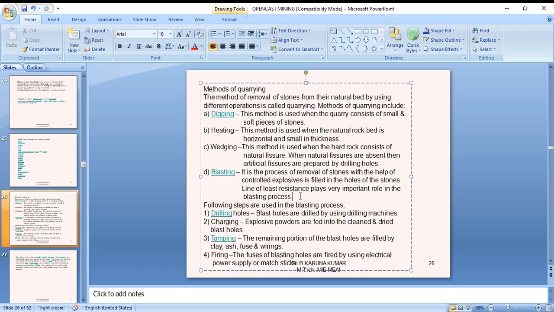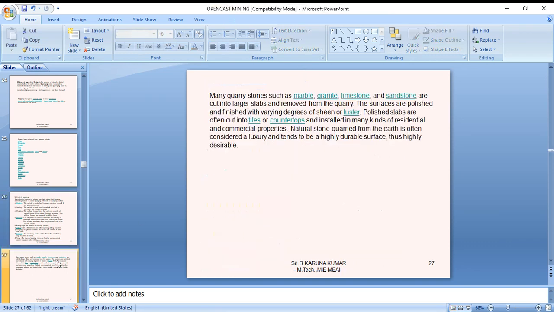The following steps are used in the blasting process. What are they? Drilling holes: blast holes are drilled using a drilling machine, charged with explosive powder, and fed into a clean and dried blast hole. The remaining portion of the blast holes is filled with clay or ash or fuse or bearing. Then the fuse of the blast holes is fired using an electrical power supply or matchsticks. These are the general processes in a quarry.